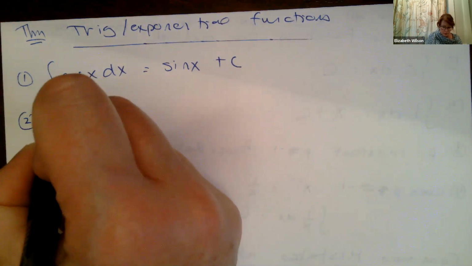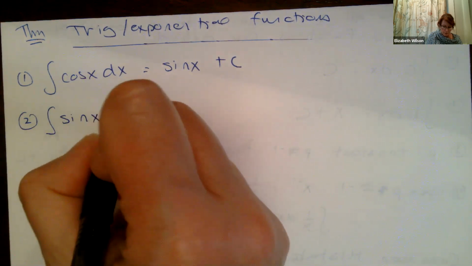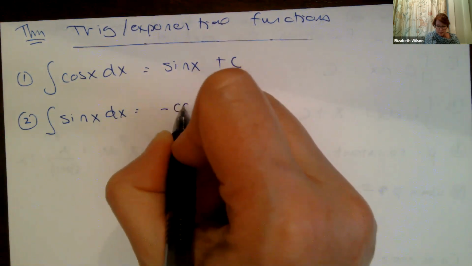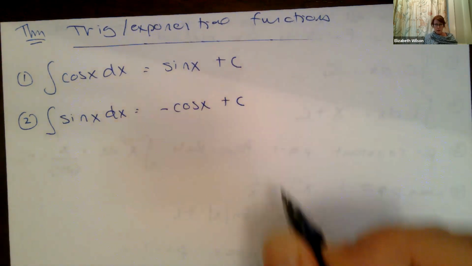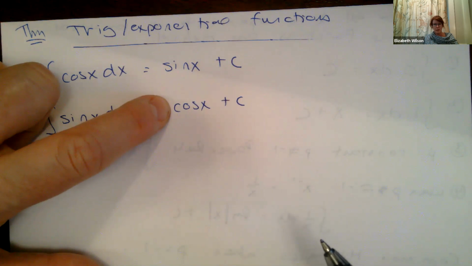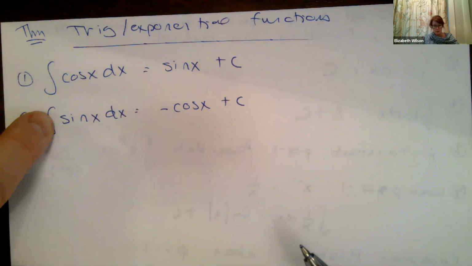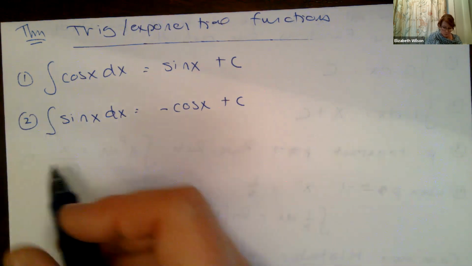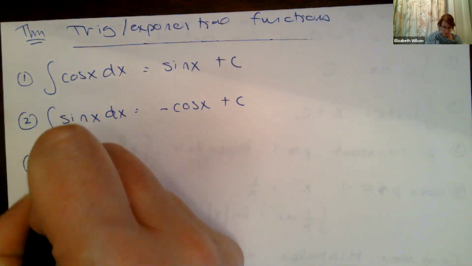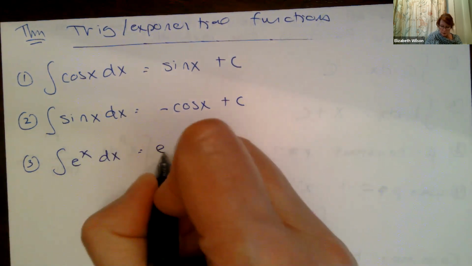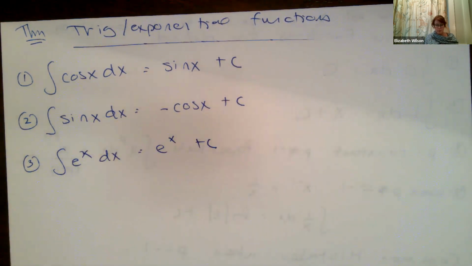Same thing here. If I go to integrate this sine, what's that derivative? Minus cosine. So what's the derivative of cosine? It's minus the sine, times a negative makes it positive, okay? E to the x again is equal to itself plus c. Okay.